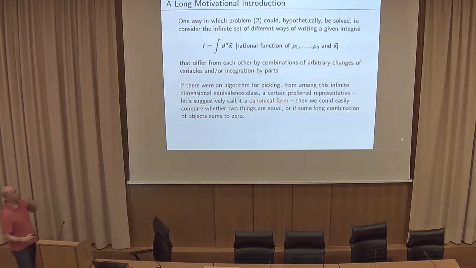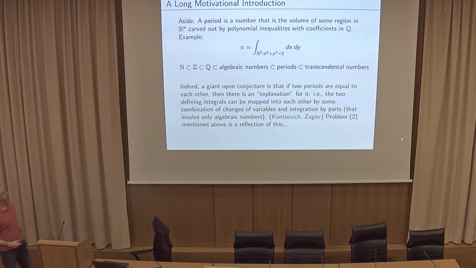So one way to state this is that you can have many different ways of writing the same function that differ from each other, either by changes of variables or by integration by parts, basically adding 0 under the integral sign. Now, imagine that there was an algorithm for picking among the infinite many different ways that you could write something, like a specific representative. Let's call it a canonical form. Then you could easily compare whether two things are equal to each other or not.